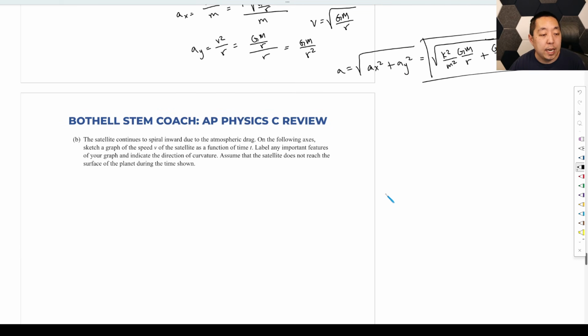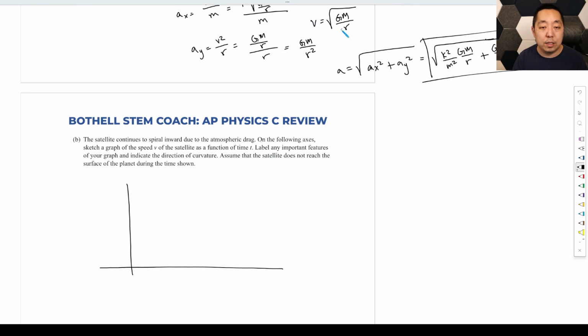Let's see. The satellite continues to spiral due to the atmospheric drag. On the following axes, sketch a graph of the speed, velocity, as a function of time. Label any important features of your graph and indicate the direction of curvature. Assume the satellite does not reach the surface of the planet during the time shown. So now what we want to talk about is the speed. How is the speed going, right?